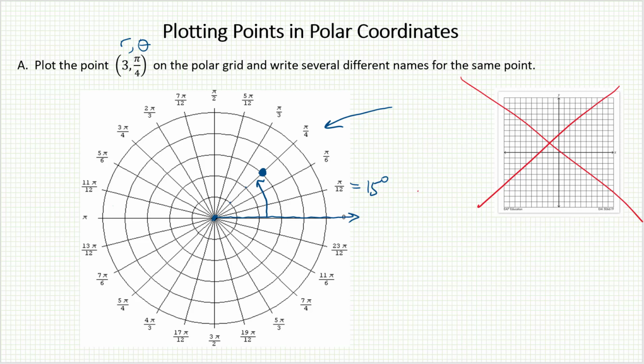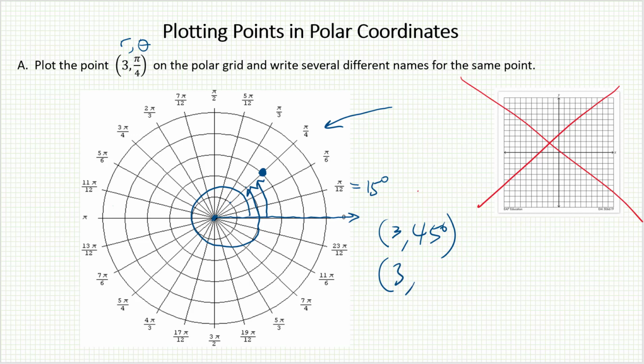So now that we have it, what are some other names for that same point? Really what we're asking is, what are some other ways somebody could have gotten there other than the way we did it? I suppose the simplest answer is we could have worked in degrees instead of radians. So 3 comma 45 degrees is certainly the same thing. But a more interesting answer would be we could have rotated around more than once. We could have spun around more than once and then went an extra pi over 4 more, an extra 45 degrees, and then walked our 3 units.